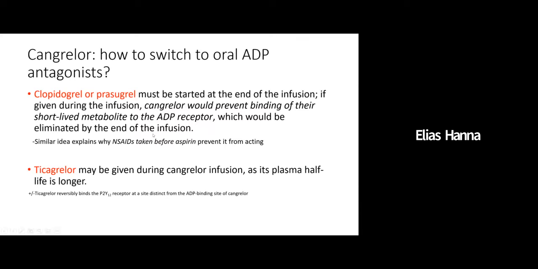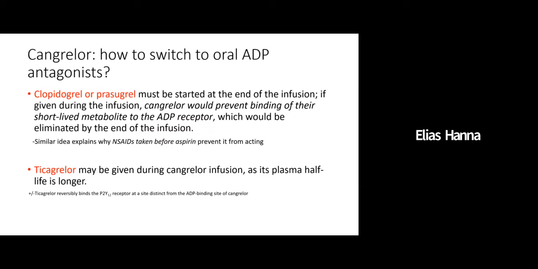Ticagrelor, on the other hand, just because it has a significantly longer half-life, even if you give it during the infusion, enough of it will be hanging around by the end of the Cangrelor infusion that it's okay to give Ticagrelor while Cangrelor is running. Again, because it has a longer half-life, it's going to stick around for a lot longer and still be able to bind to the ADP receptor several hours later. That's the main explanation I found.